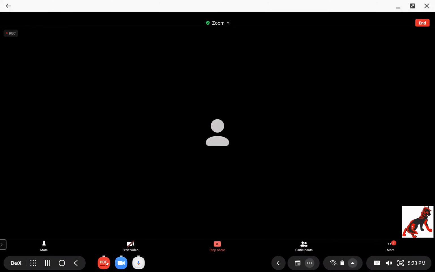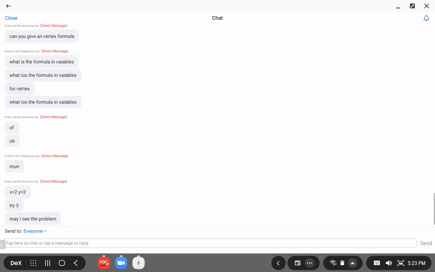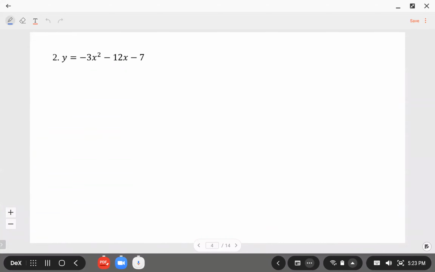So, yeah, this is the problem. Negative 3x squared minus 12x minus 7. Okay. And since you can't really put a graph into the graph box, as I said earlier, please just put the AOS and the vertex. Coordinates for the vertex.